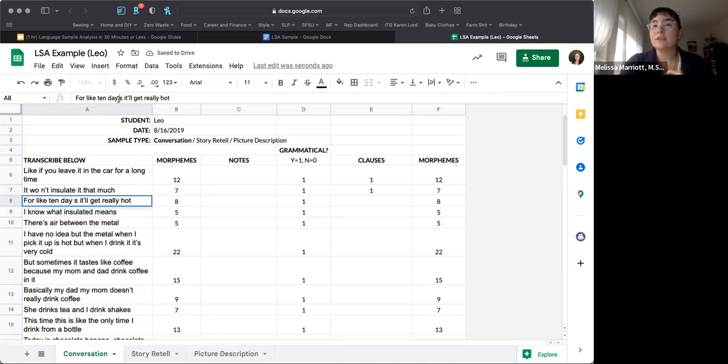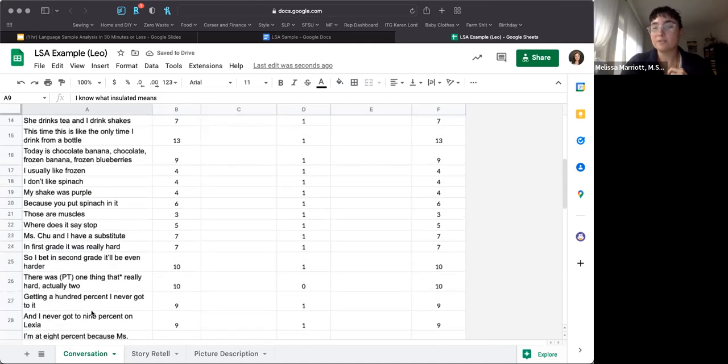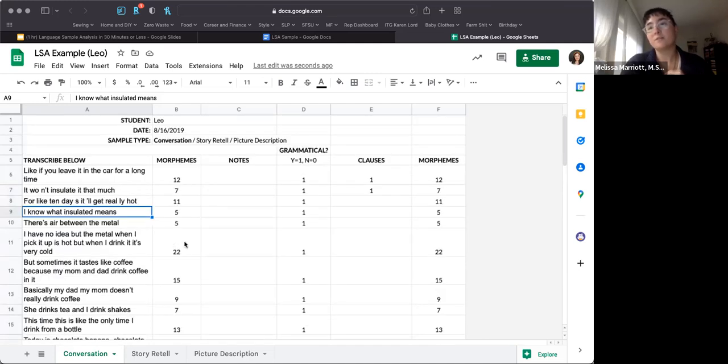Here, this S is its own morpheme. This is its own morpheme. And the LY ending is also its own morpheme. So if I go through and do this, just add spaces for all 50 utterances, then all of a sudden I have a really nice morpheme count instead of a word count.